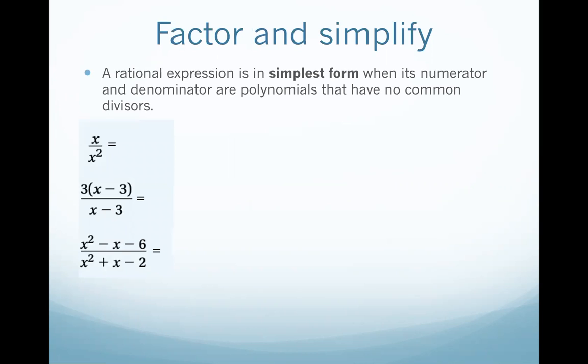Now, this is the same as what we were doing before. We're going to factor, and then we're going to see if there are any factors that reduce. So in our first example, we have x divided by x squared. Notice the x squared can also be written as x times x. So I'm going to write it out that way. X divided by x times x. That makes it extremely clear here that we can simplify and remove an x from the numerator and denominator, leaving us with 1 over x.